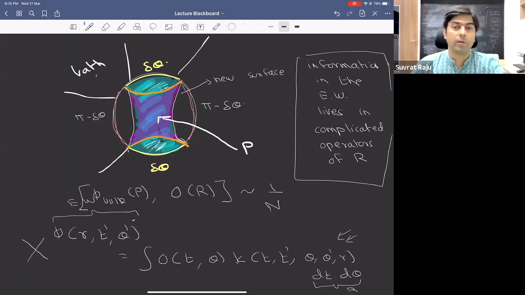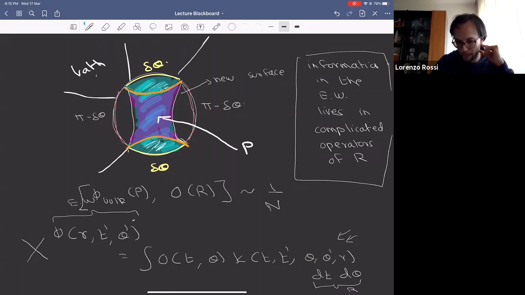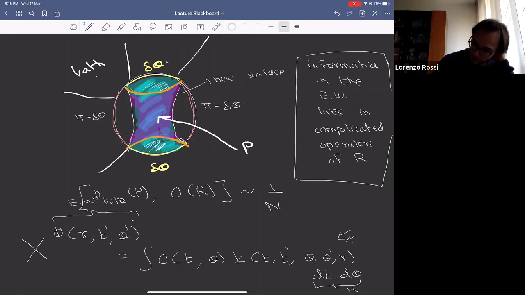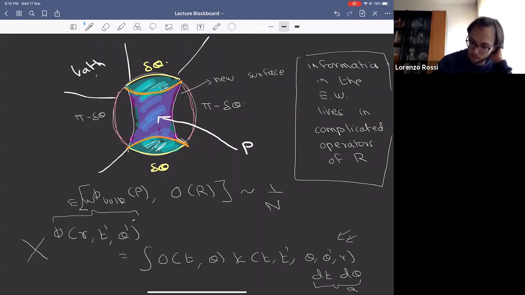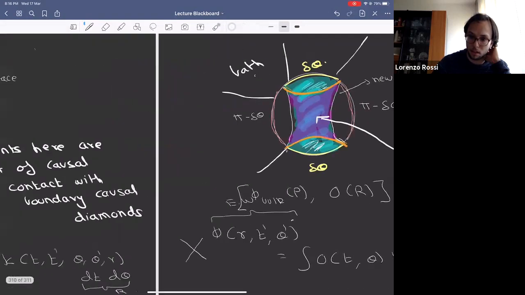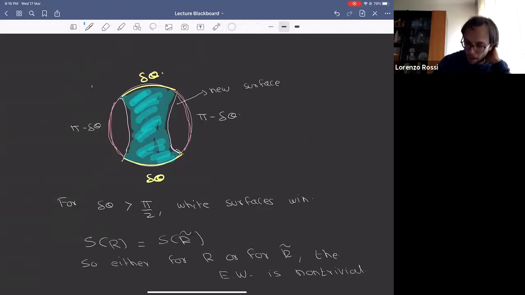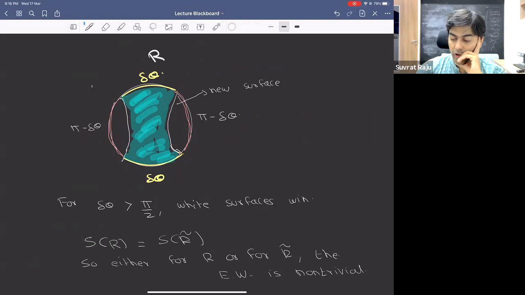Okay. Sorry, yeah, go on. I think it's just one small technicality, but at some point we said that S of R was the same as S of R tilde. Isn't the correct statement that S of R at some delta theta is the same as S of R tilde at pi minus delta theta? Oh, what does delta theta and pi minus delta theta mean? Delta theta is the size of the region that I was calling R, and R tilde is the complement of R.